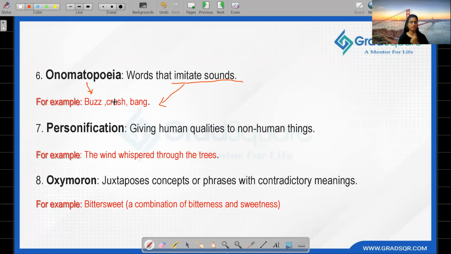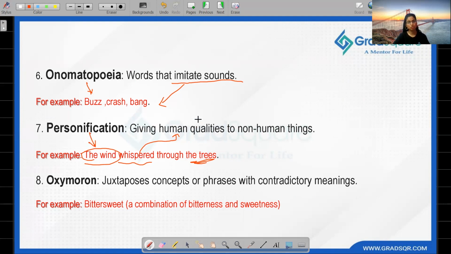So what is personification basically? Giving human qualities to non-human stuff. So let's see this example. The wind whispered through the trees. Whispering is a human quality, isn't it? So the human quality is given to a non-human thing, like the wind. Okay, so this is a personification.